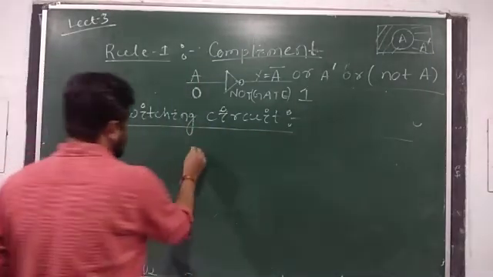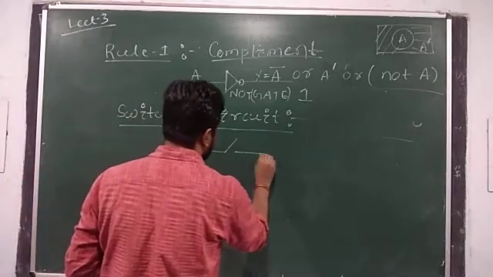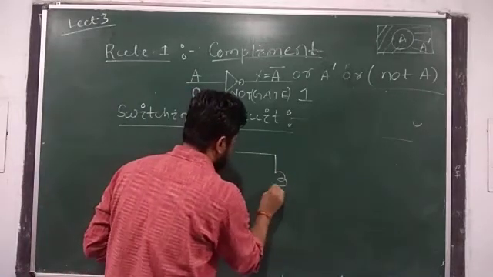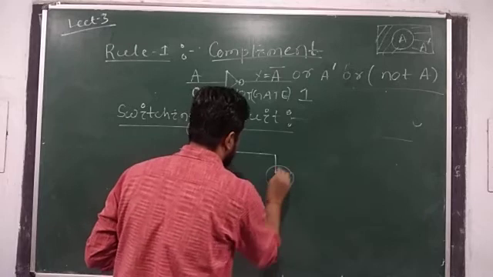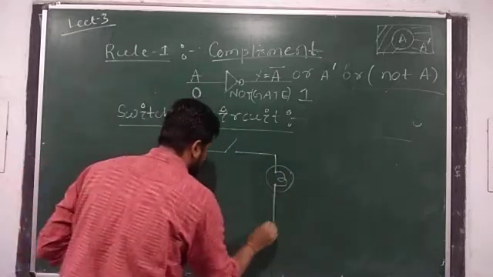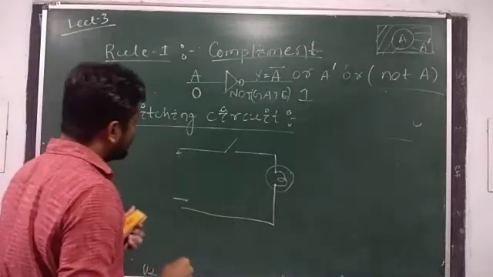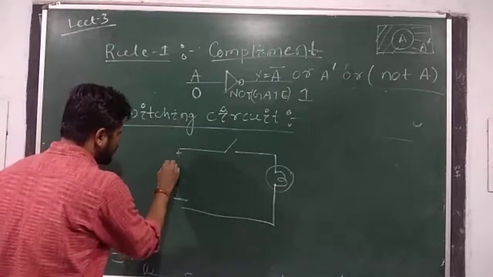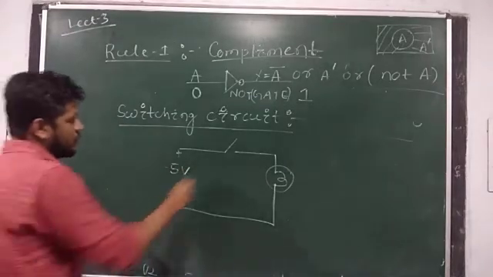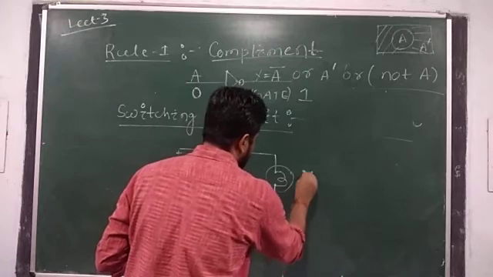So in the switching circuit, I am going to take a switch and obviously a bulb, that is your LED. This is the circuit symbol for your bulb. Obviously these are electrical devices that need a power supply, so I am applying here some DC power supply, for example 5 volt. This switch is named A, and this bulb is your output, that is Y.